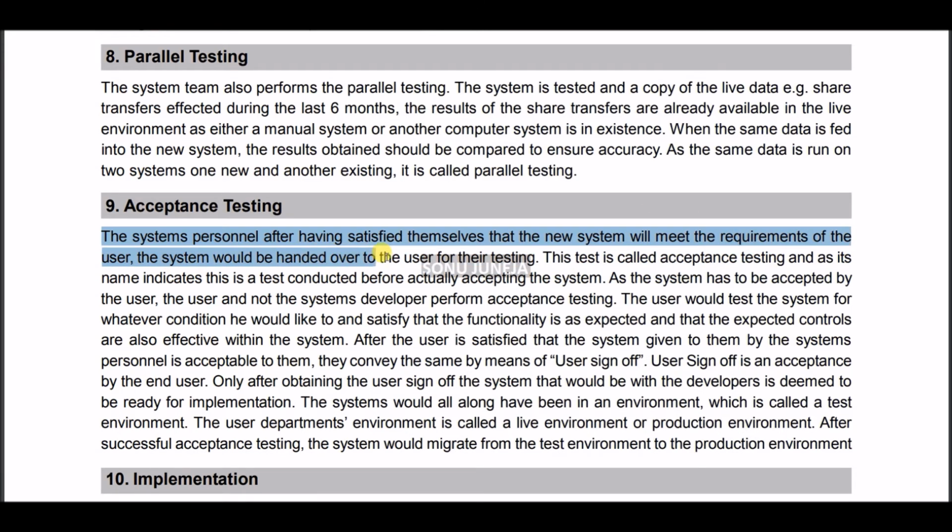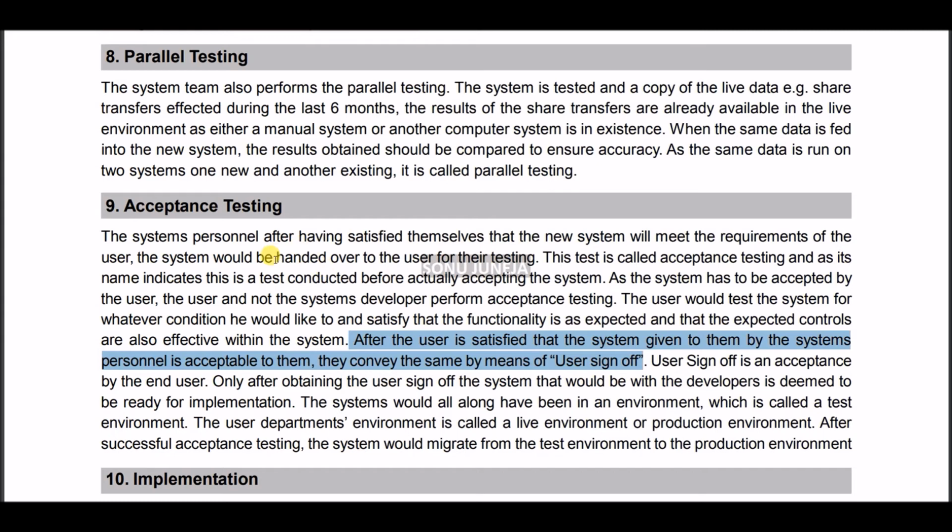the system would be handed over to the user for testing. This testing is called acceptance testing, as its name indicates, this test is conducted before actually accepting the system. As the system has to be accepted by the user, and not the system developer, the user performs acceptance testing. The user would test the system to satisfy himself that the functionality is as expected and the expected controls are effected within the system. After the user is satisfied that the system given to them by the system personnel is acceptable to them, they convey it by means of user sign off.